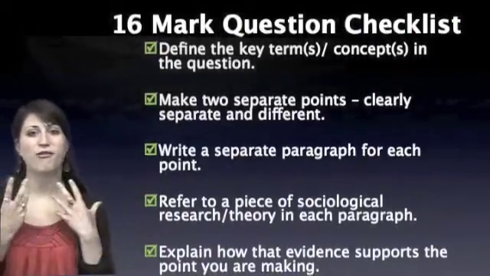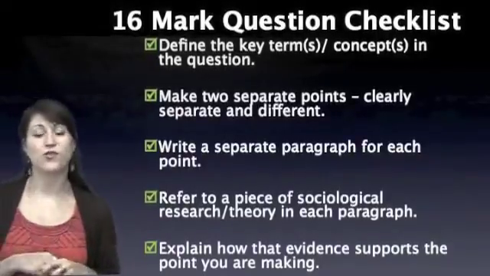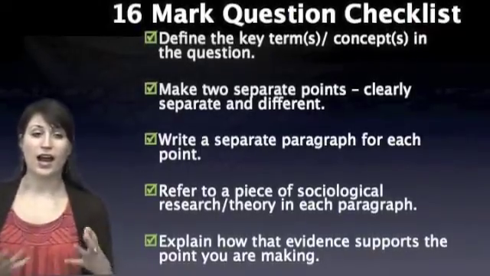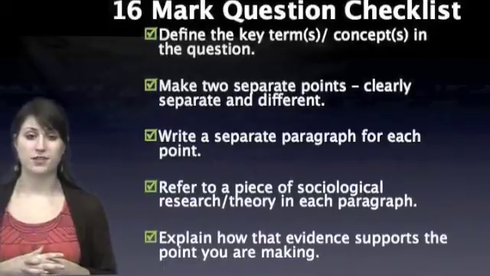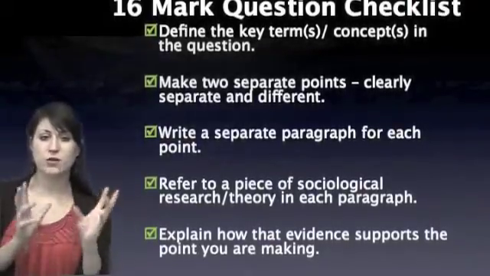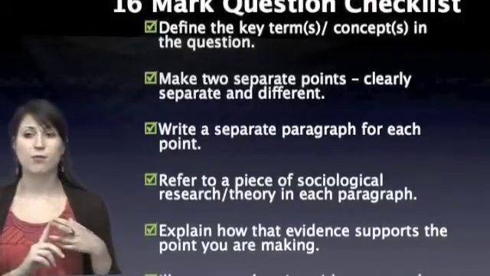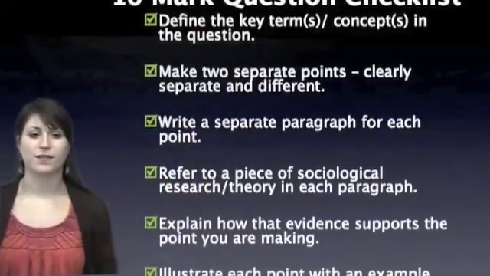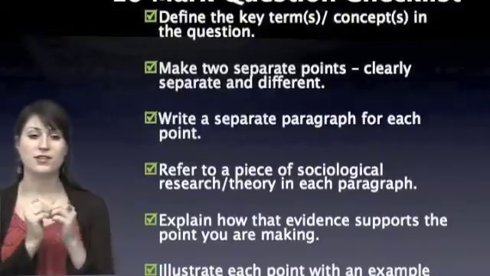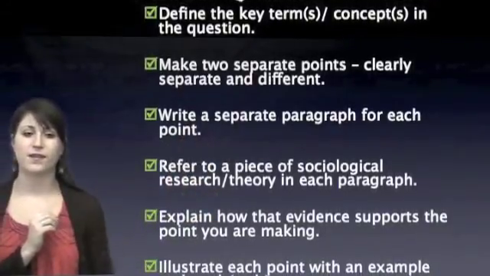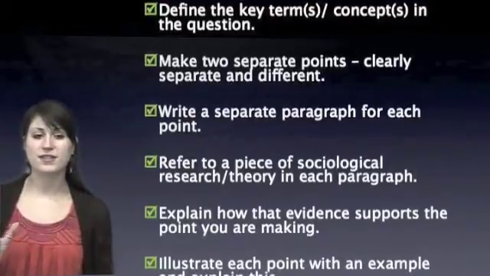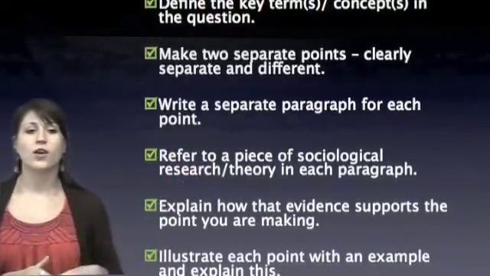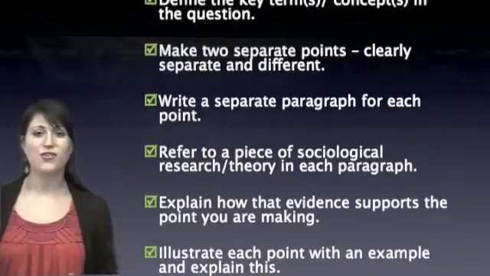Okay, hopefully you've got a fantastic answer now, but let's just check that you've got everything in there that you need to have in there. This is the 16-mark question checklist. So, have you defined the key terms and concepts that are in the question in your answer? Do you have 2 separate points that are clear, separate and different? Have you written them all in separate paragraphs? Is there a piece of sociological evidence or research in each of the paragraphs? Have you explained all the evidence that supports the point that you're making? And have you illustrated each point with examples and explained them?